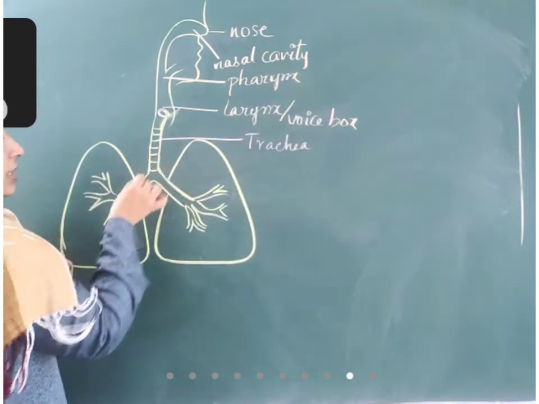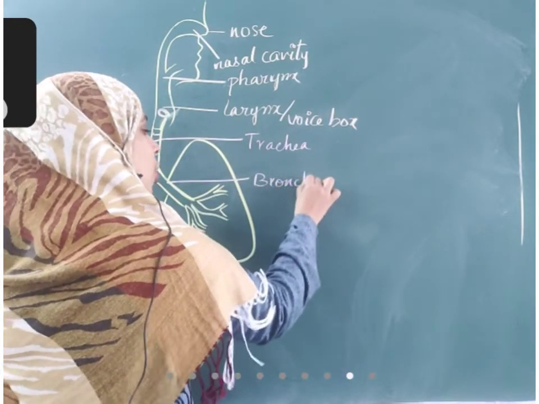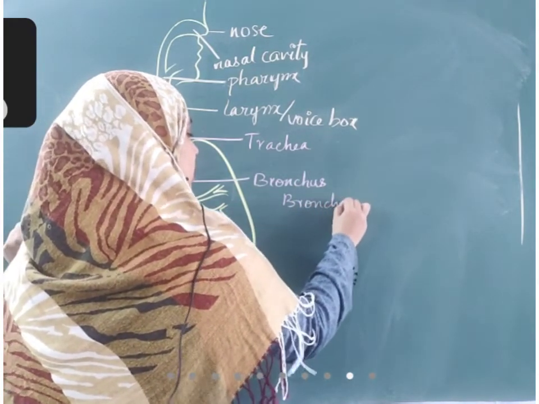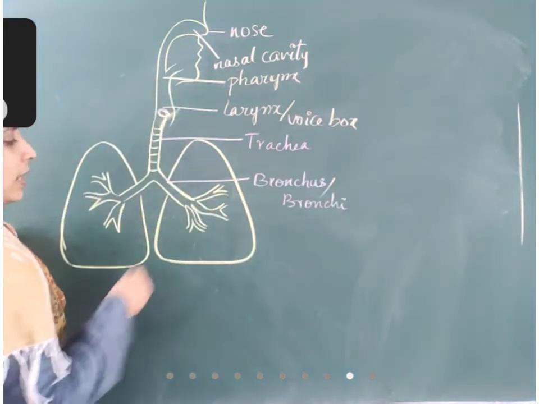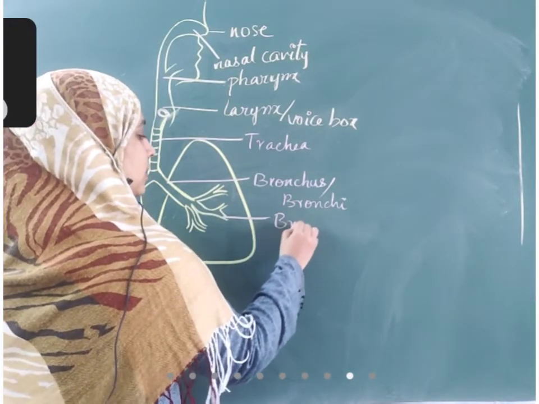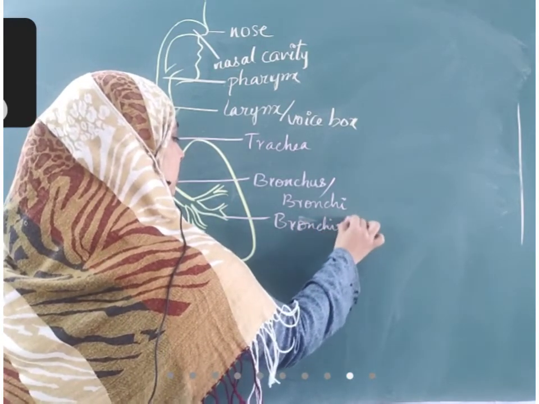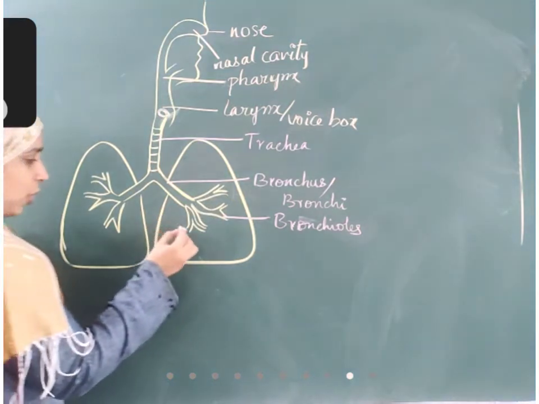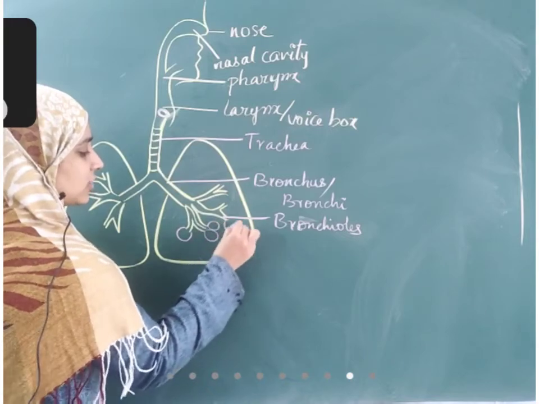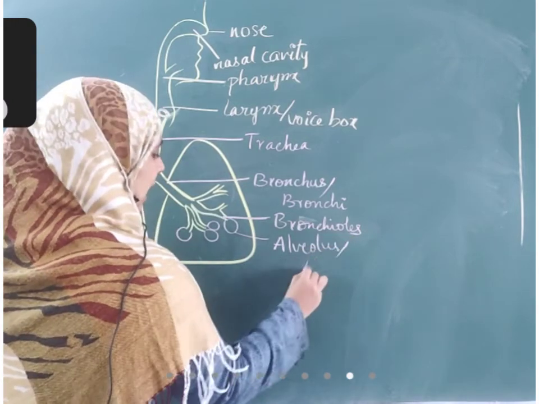Trachea. It splits into two branches called bronchus. Bronchus singular, bronchi plural. Each bronchus again is divided into a number of branches called bronchioles. Bronchioles. At the end of each of these bronchioles, there is a round sac-like structure called alveolus. Alveolus singular, alveoli plural.